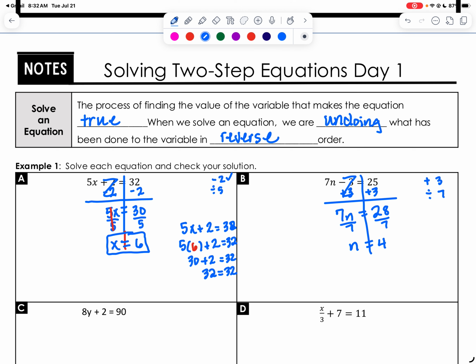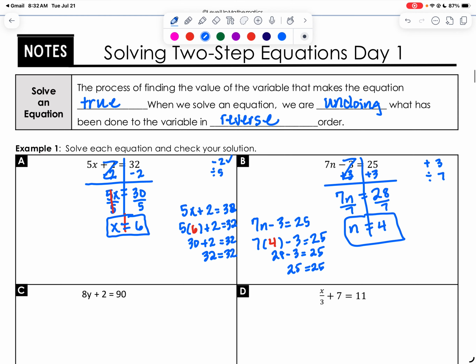Now, to check my equation, I'll write the original equation down. Then I'm going to replace the n with parentheses and plug in whatever we got for our answer. In this problem, we got 4. That's what we're checking as a solution. So 7 times 4 is 28 minus 3. And 28 minus 3 is 25. So n equals 4 checks out and is a solution.